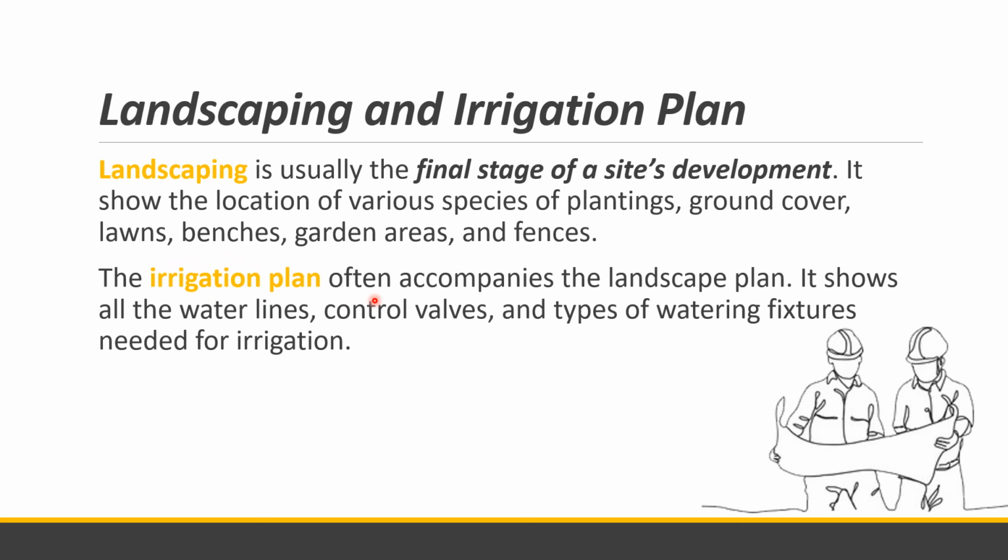The irrigation plan often accompanies the landscape plan. It shows all the water lines, control valves, and types of watering fixtures needed for irrigation, especially for landscapes that are more on grasses. If you see sprinklers, there is also an irrigation plan for that. It is indicated, and there is a drawing for irrigation plans in landscaping.